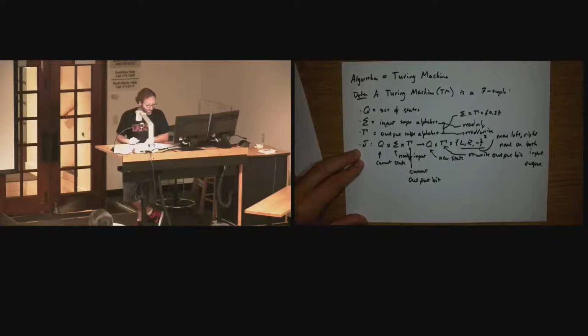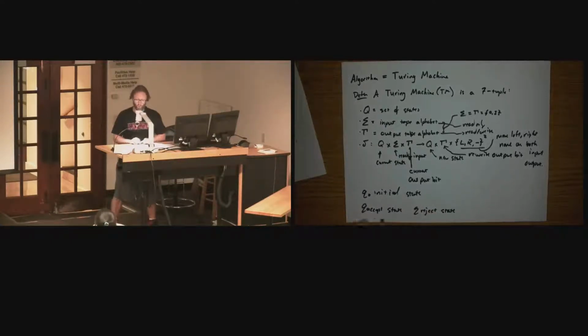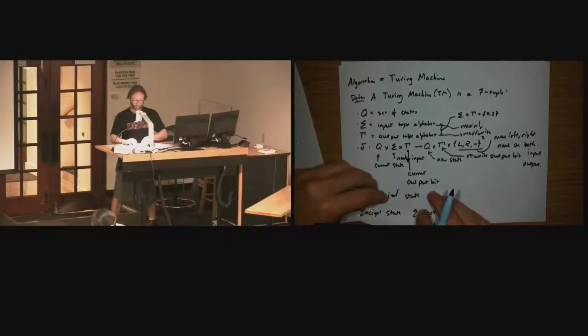Okay? And then, of course, you have an initial state. Then you have a single accept state and a single reject state. So with our finite state automaton, we denoted this with just a circle, or the accepting state, we did a double circle. Here, we're just going to have one universal accept state, one universal reject state. Okay? So the picture looks something like this.